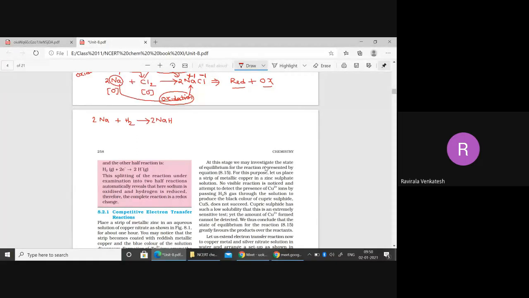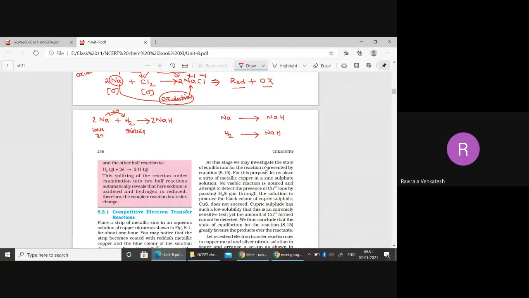Now let me see first of all. What is happening is sodium converting into sodium hydride. Correct? Next, hydrogen converting into sodium hydride. Correct or not? Now first of all you see sodium and hydrogen. Here sodium is releasing electrons to hydrogen. One is giving one electron, two are giving two. Each is giving one electron. Here hydrogen gains electrons, and sodium loses electron. Sodium is losing electron to hydrogen.